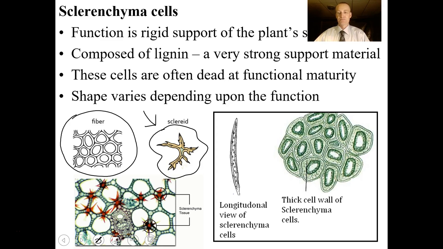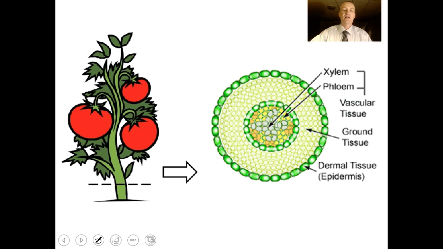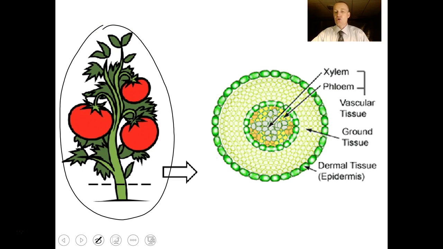And this is just showing you a tomato plant. I have one growing on my deck right now. And so just to show you that that plant is made of tissues, and those tissues make up organs.